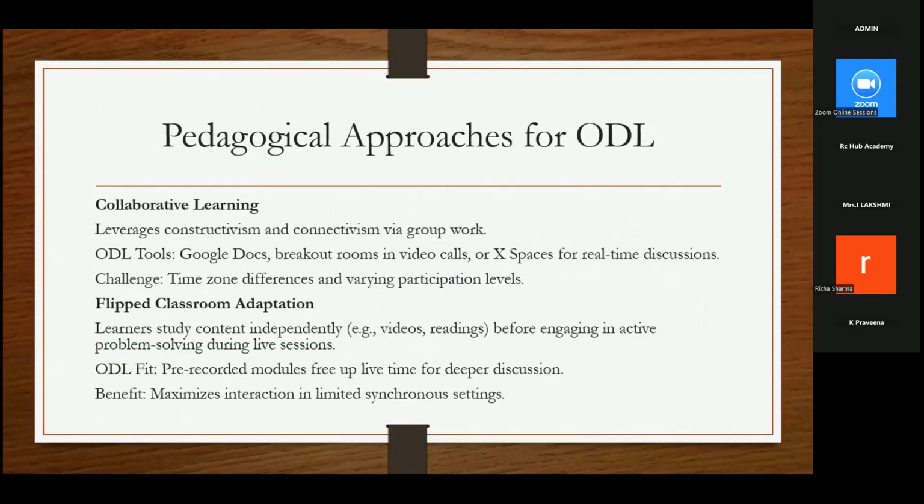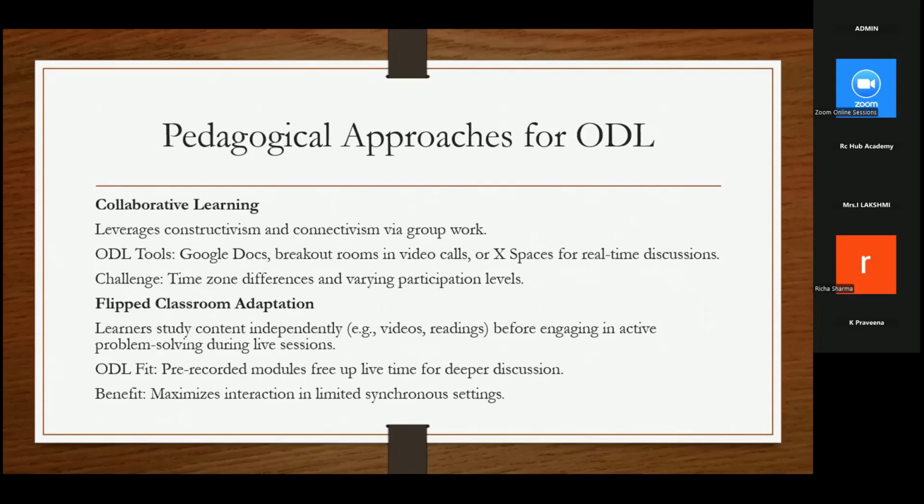And in this pedagogy, one is called collaborative learning, such as making a video call or using a Google document. So this all comes under collaborative learning. And then I'm coming to flipped learning. Flipped learning is learning without classroom teaching.